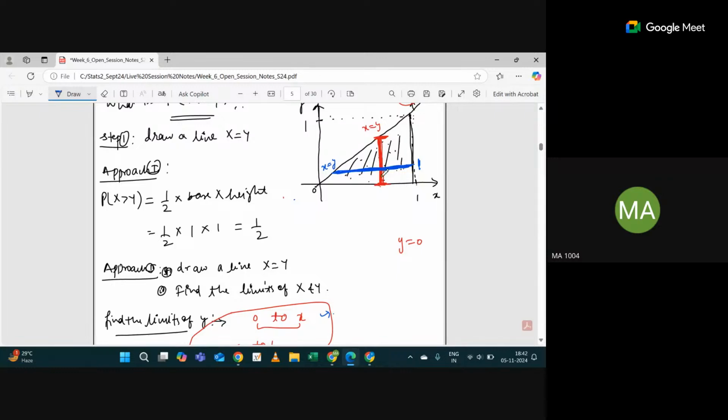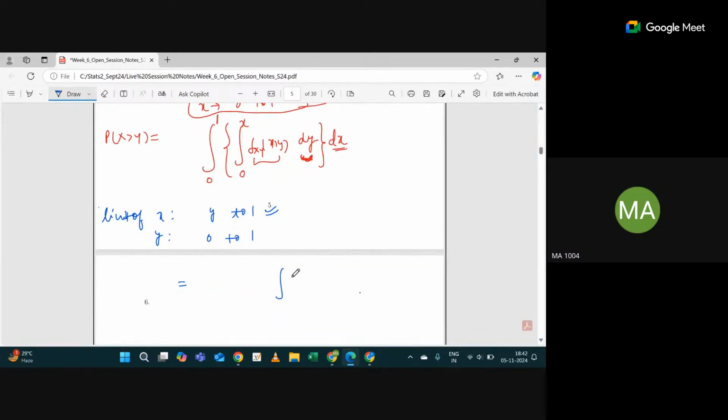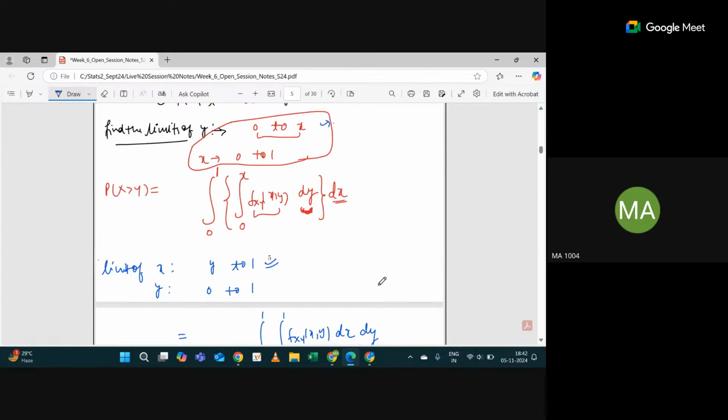I'm going to integrate from 0 to 1 for the whole region. One more thing. Yeah, go ahead. Someone was saying something: the limit of y is 0 to x. One second, I will come to that one. So this dx will be y to 1, because I'm integrating, and it will be 0 to 1 dy. One thing you can keep in mind, I will come to that point in the derivation part.